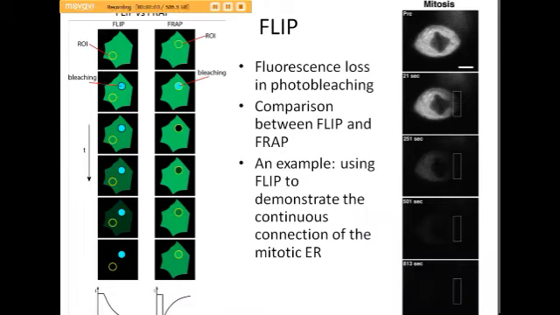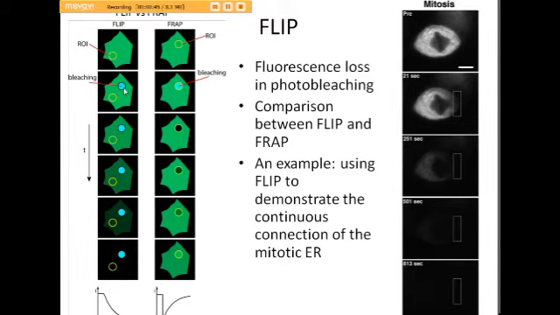Now let's look at FLIP. FLIP stands for fluorescence loss in photobleaching. It is very helpful if we can place FLIP and FRAP side by side for comparison. So here is a FLIP, and here is a FRAP. This is a fluorescent cell labeled by a green fluorophore, for example, labeled by GFP-tagged protein. For FLIP, we photobleach one area, while we monitor another area, which is different from the photobleached area. So this is the ROI we monitor, and this is the ROI we photobleach.